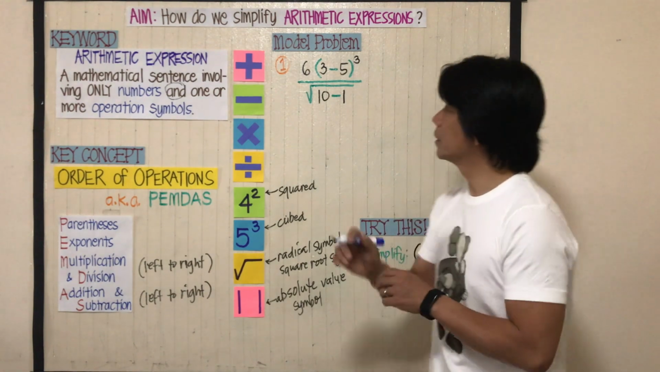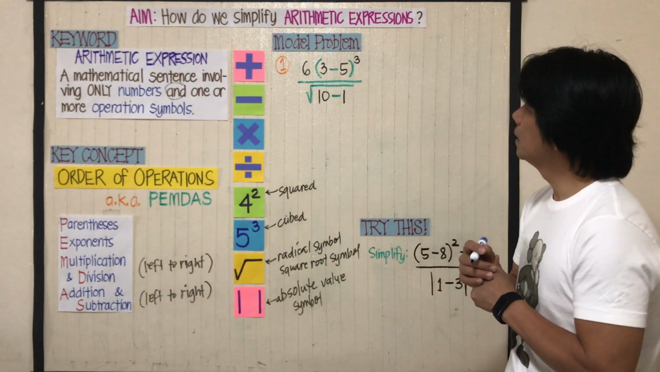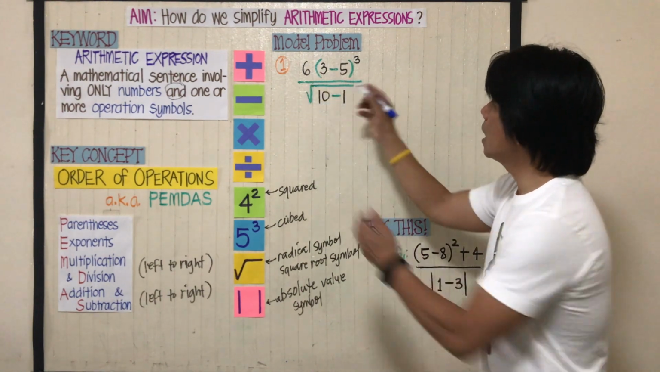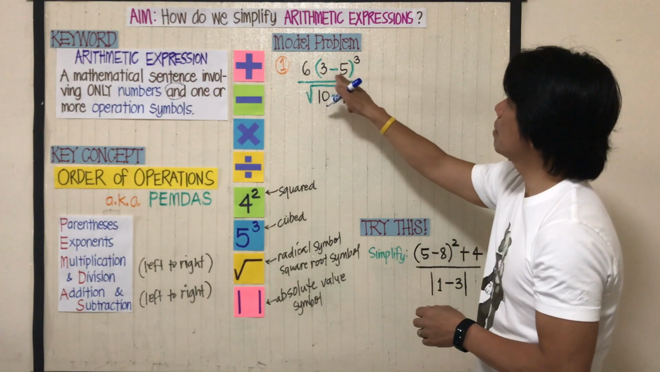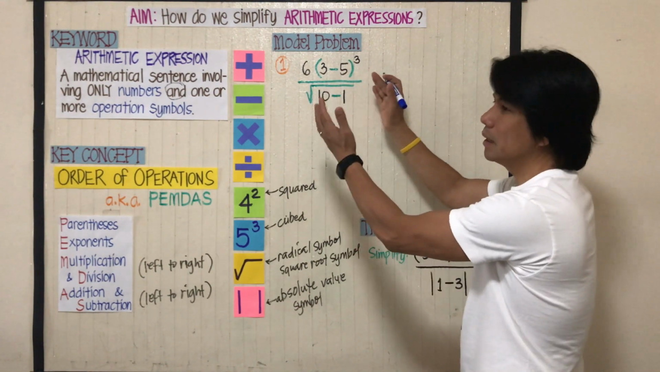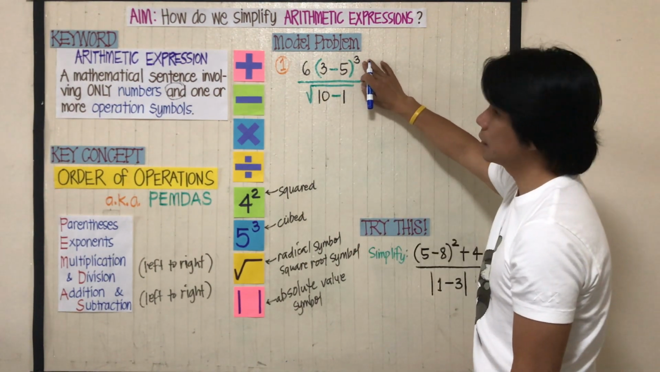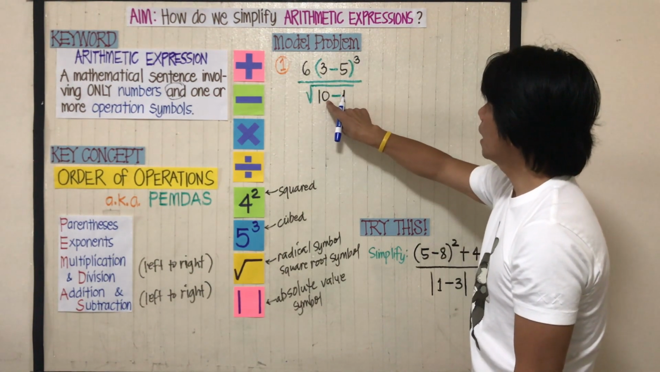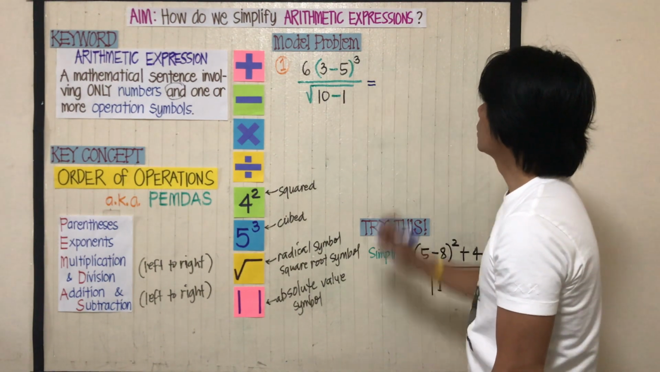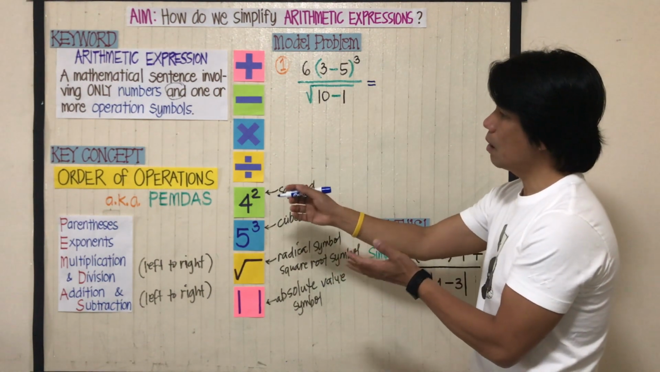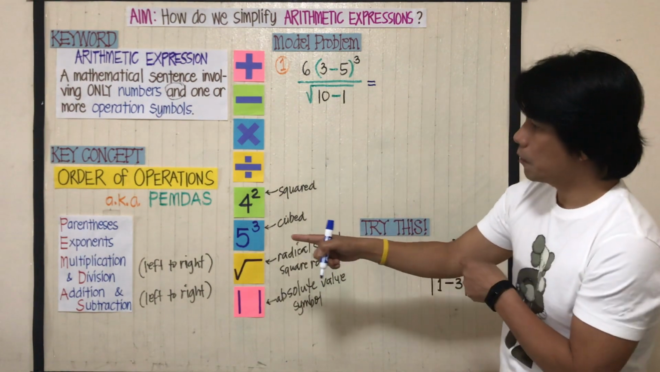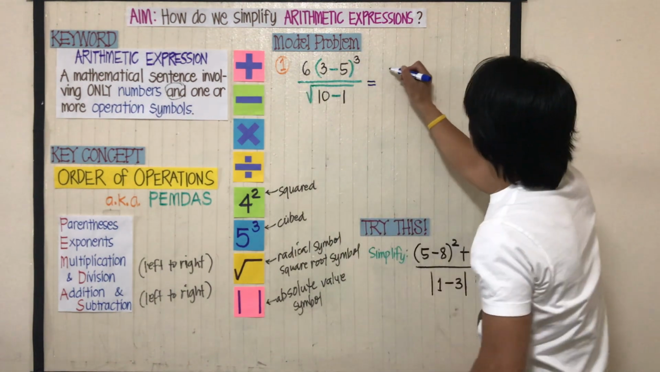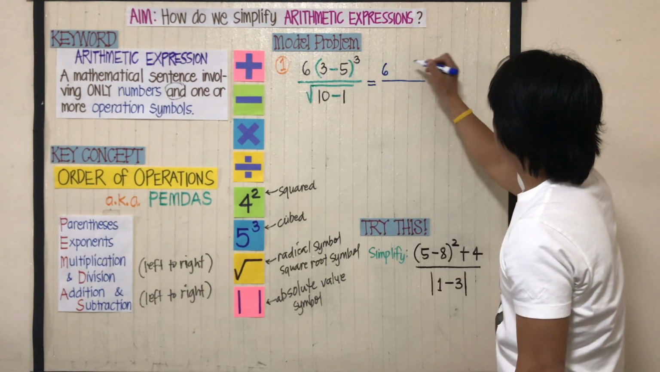So there you have it. Let's go to the model problem. It says we need to simplify 6 times the quantity 3 minus 5 cubed, or to the third power, divided by the square root of 10 minus 1. Based on the order of operations, what do we do first? Parentheses. So we're going to do this first and copy the rest of the numerator.